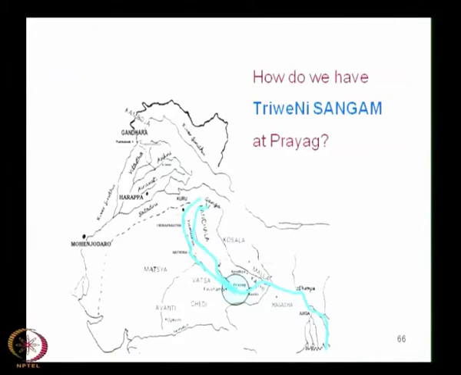Now, the most famous confluence is of course the Prayag, the Triveni Sangam, which everybody knows about. And this is the confluence of the Ganga. So, this is the Ganga, it originates at Gangotri, and Ganga flows like this. And this is the Yamuna, which flows from Yamunotri, it has its origin in the Yamunotri glacier. It flows like this and it meets the Ganga at Prayag. So, this is the Triveni Sangam. Where is the third river? Which is the third river and where is it?